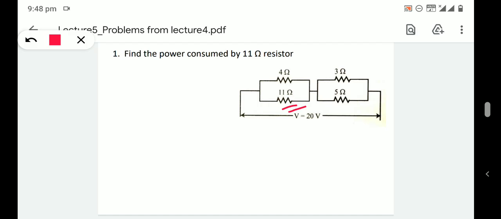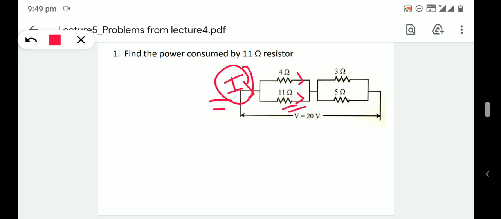First method, by using current division rule, how we can solve this problem. For current division rule, we need to know the total current flowing through this circuit. If we know this current, we can find out the current flowing through the 4 ohm resistor and 11 ohm resistor using current division. So, first we need to find out this total current I.